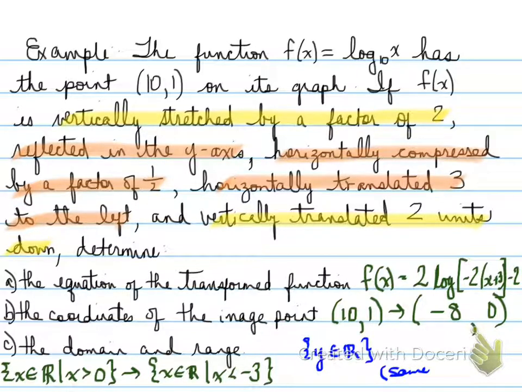The range is also going to be y belongs to the real numbers, so it's the same for both the original and the new function. The domain changes according to anything that affects the domain, which is the horizontal translation of 3 to the left. The horizontal compression will not affect it, but definitely the reflection in the y-axis could affect our answers.